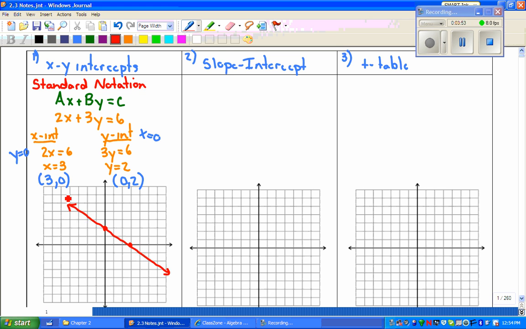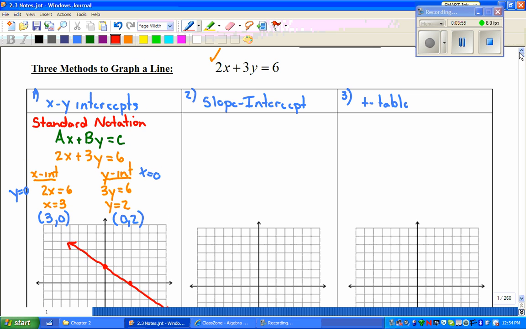Just like what we have up here, we have standard notation. So sometimes it is easier to use x and y intercepts. Okay. Other times, we want slope-intercept form, which is this. Y equals mx plus b. All right. This is where your m is equal to your slope, which we talked about yesterday, and your b is equal to your y-intercept.